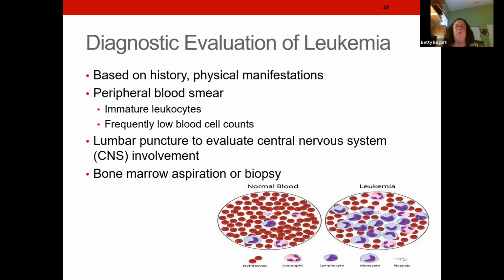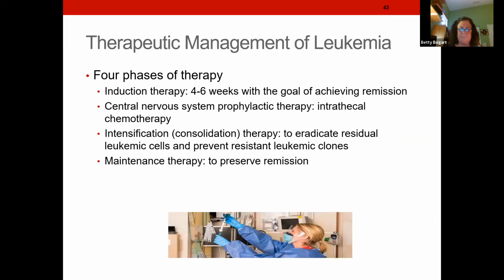So when you do leukemia and you look at the blood, you do a smear, and what you see is those very immature leukocytes. It's very easy to spot. And then, of course, you're not producing blood, so your counts are going to be low, requiring bunches of blood transfusions. So we'll be doing bone marrow aspiration to look at those cells very closely to see what's going on.